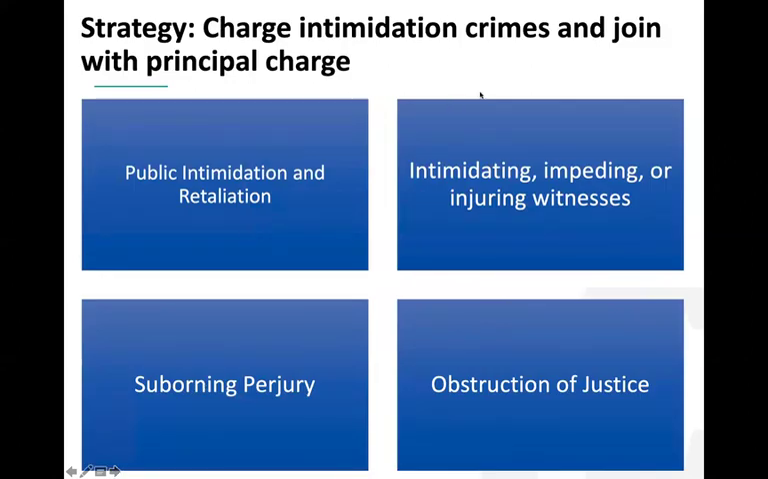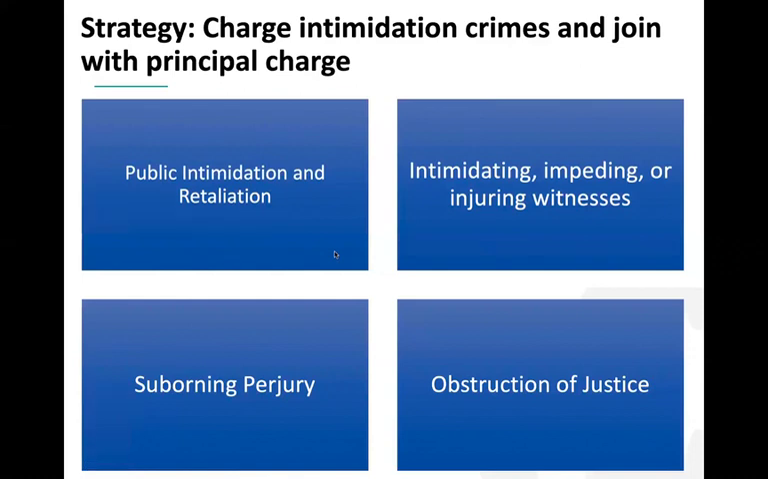Another strategy is to charge intimidation crimes and join them with the principal charge. And these are just a random example of some of the charges that you might see: public intimidation and retaliation, intimidating or impeding witnesses, obstruction of justice, suborning perjury when abusers try and get their victims to change their story or lie. So those are some of the things we should be charging.